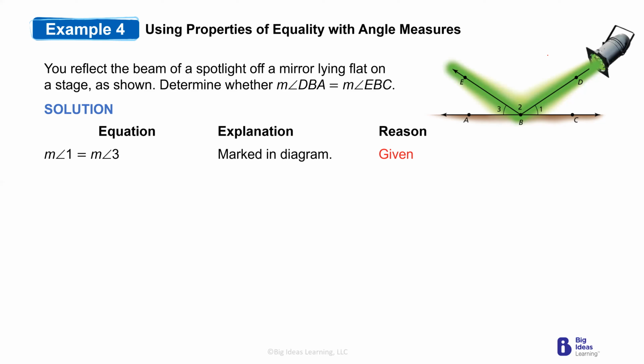So now, the next thing that they had given us, if you look at the next statement, it said measure angle DBA, so I'm looking at your sheet, equals measure angle 3 plus measure angle 2. All right. What property is that? Angle addition postulate.